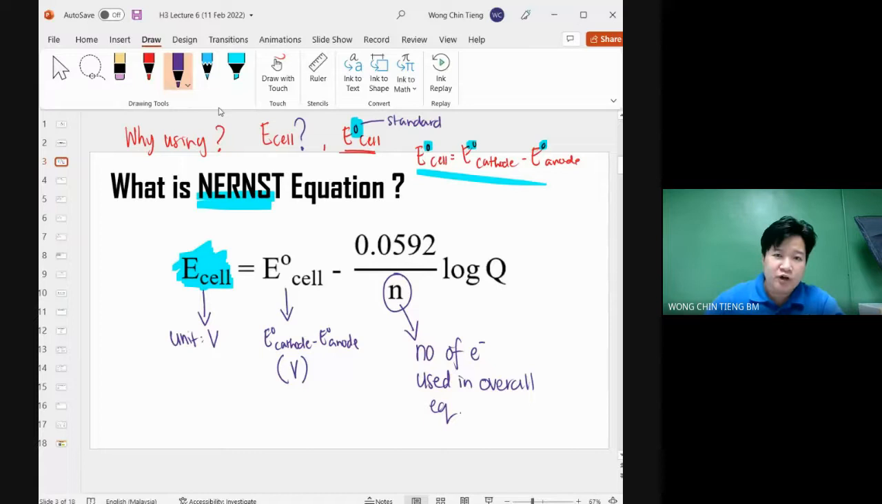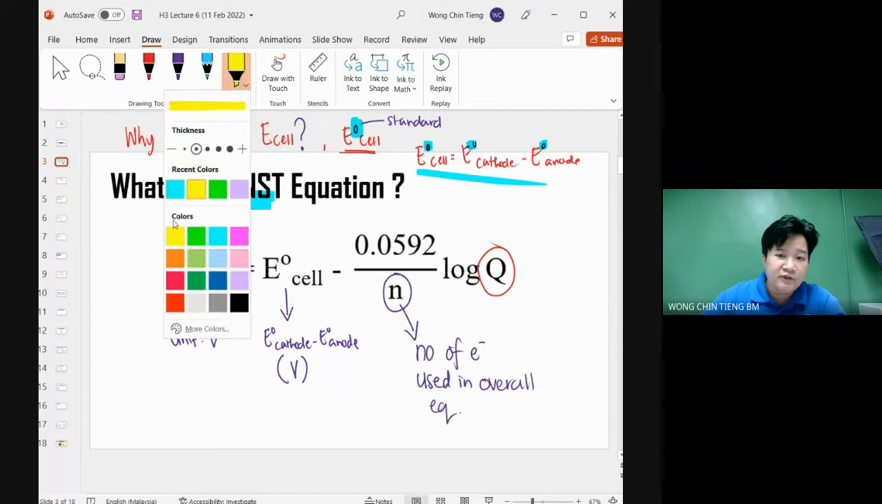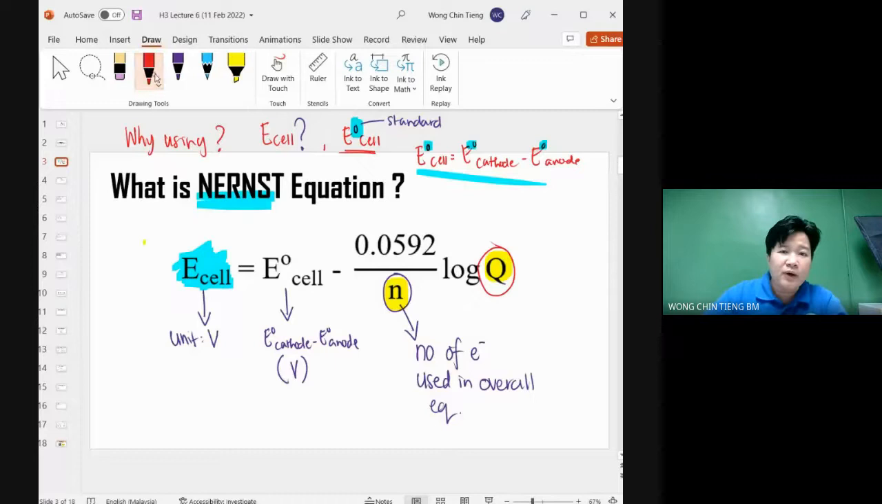What is your Q? Kita akan banyak fokus pada Q and N today. What are we going to focus in your Nernst equation today? Kita akan banyak fokus pada dua ni. Okay? So what is actually your Q? Q is actually your product over your reactant. So kita akan banyak tengok Q kat sini. Alright? So Q ada banyak condition.